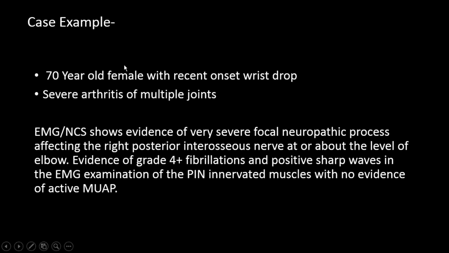This first example is a 70-year-old female with recent onset of wrist drop. This patient had severe arthritis of multiple joints, and multiple joints were swollen. But the complaint that brought her to the clinic was recent onset of wrist drop, and the EMG exam showed very severely compromised neuropathy of the right posterior interosseous nerve, which explains the wrist drop. There was grade 4 fibrillation, positive sharp waves, and no evidence of active motor unit action potential. So this is advanced focal entrapment neuropathy of the posterior interosseous nerve.